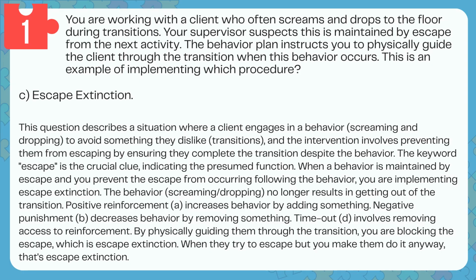A. Positive reinforcement increases behavior by adding something. B. Negative punishment decreases behavior by removing something. D. Timeout involves removing access to reinforcement. By physically guiding them through the transition, you are blocking the escape, which is escape extinction. When they try to escape, but you make them do it anyway, that's escape extinction.